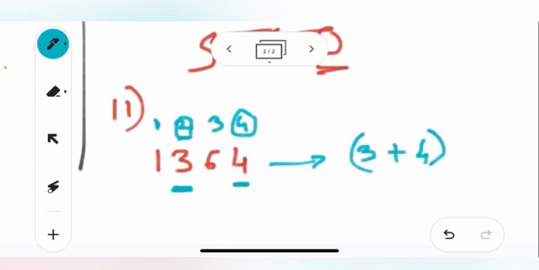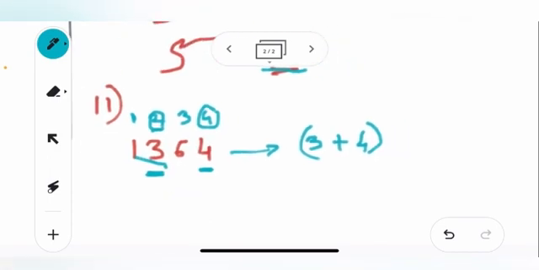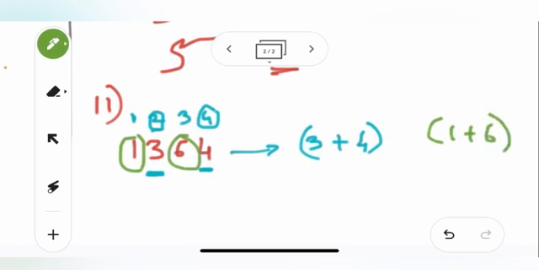Then I have to take the sum of the digits in the odd places. Now what are the digits in the odd places? 1 and 6. So I'll take the sum of the digits in odd places. Now I have to subtract these two, and if I get the answer as 0, then it is divisible by 11.